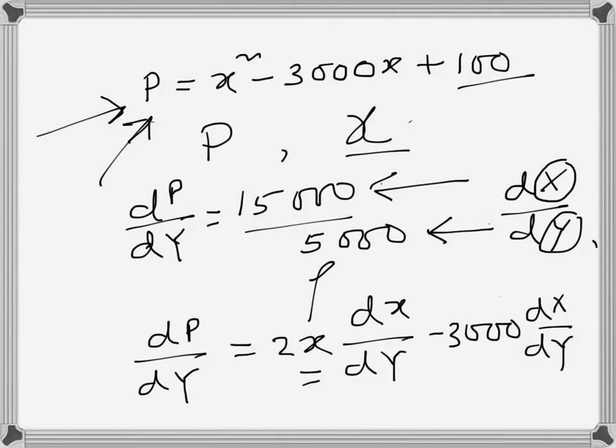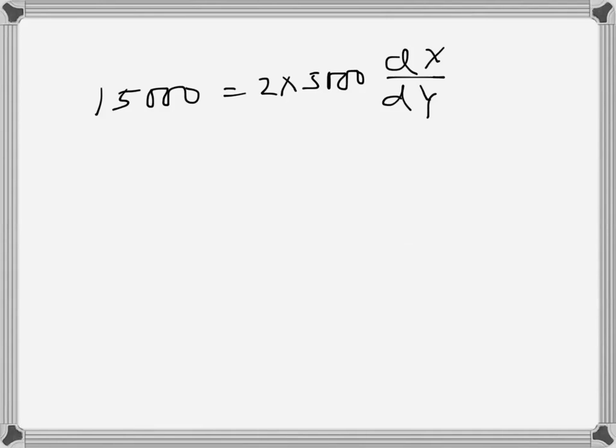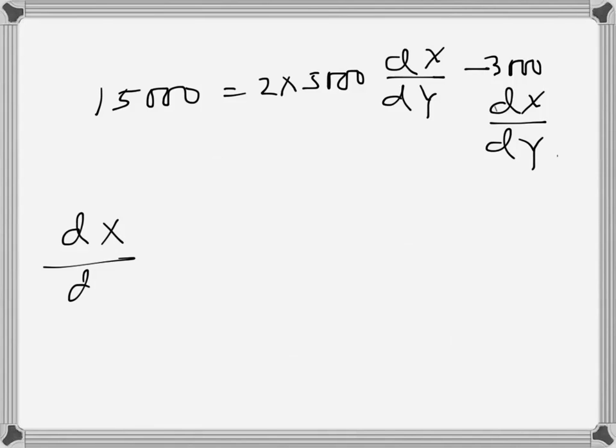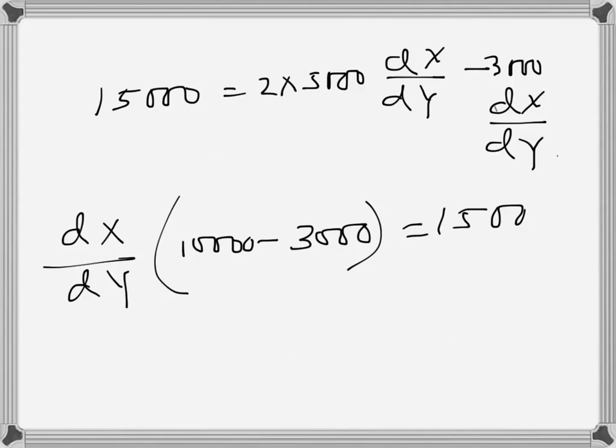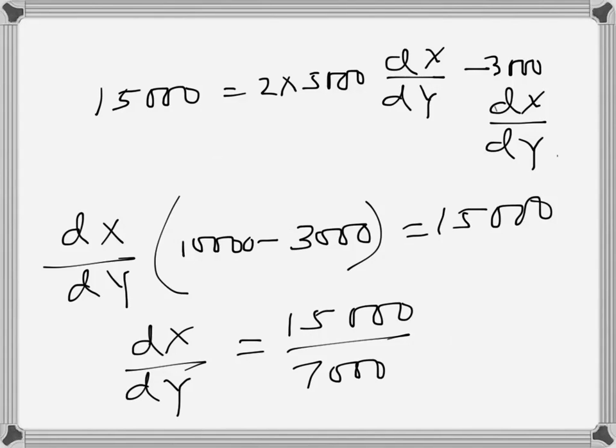So x is 5,000. If I just plug in these values, it will be 15,000 here, 2 into 5,000, dx over dy, minus 3000 times dx over dy. So dx over dy, if I take it here, it becomes 10,000 minus 3000 there, and here 15,000. So dx over dy is 15,000 over 7,000, which is 2.14. So this is the rate at which houses are increasing per year when the number of houses is 5,000.